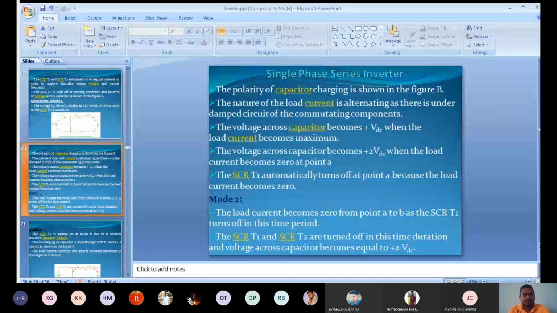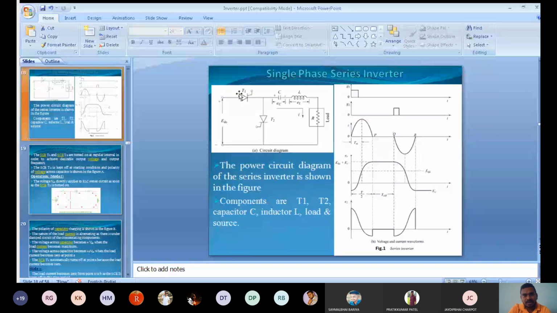Here, what happens? A gate pulse is given to T1, SCR1, so the source is connected across the load. Current flows in this path, from the source through SCR1 to the CL load and back to the source. The capacitor starts charging; this plate becomes positive and this plate becomes negative.